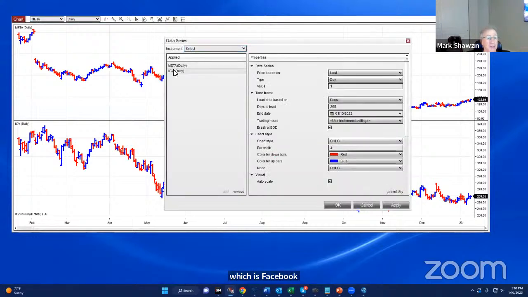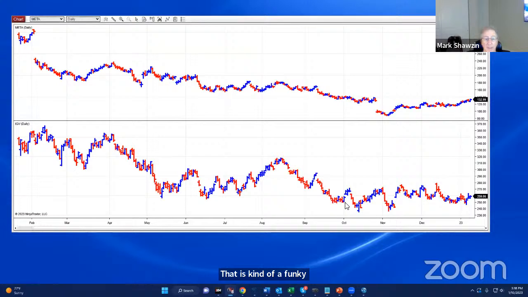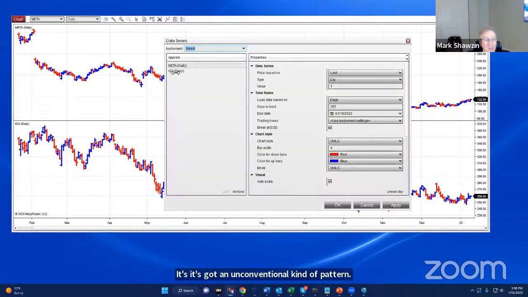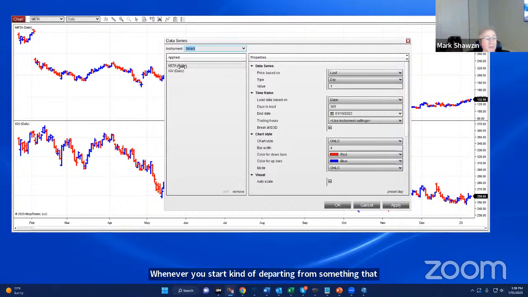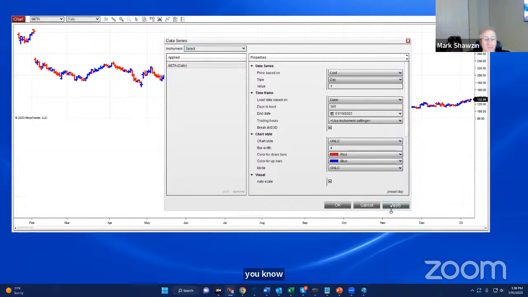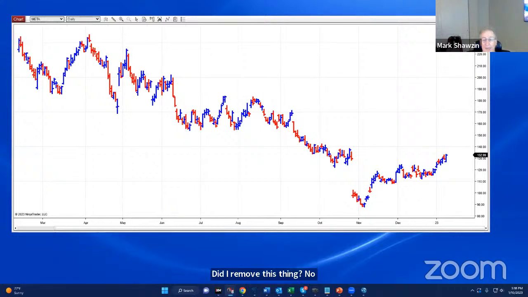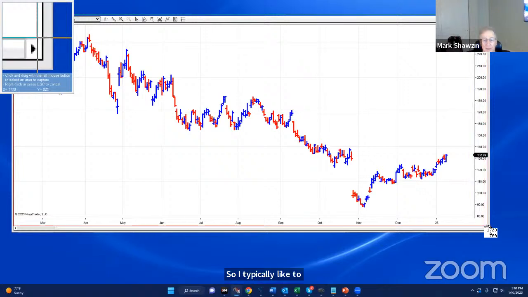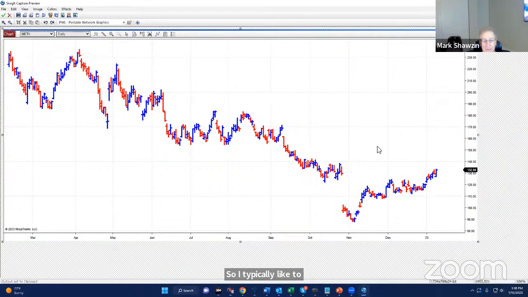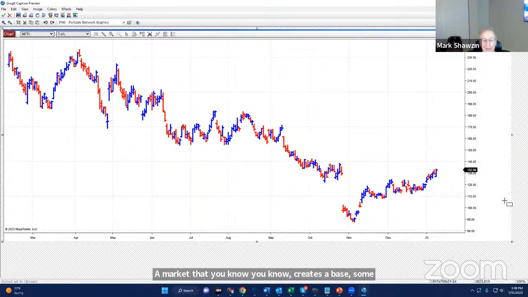Meta is kind of a funky chart. It's got an unconventional kind of pattern. So, to me, it's all about discipline. Whenever you start departing from something that did work, I typically like to have a market that creates a base, some stability that I could understand.